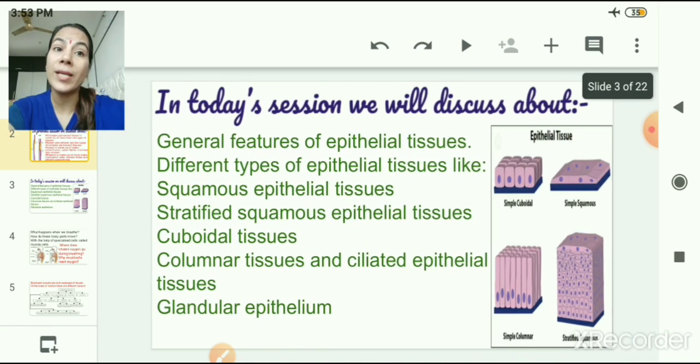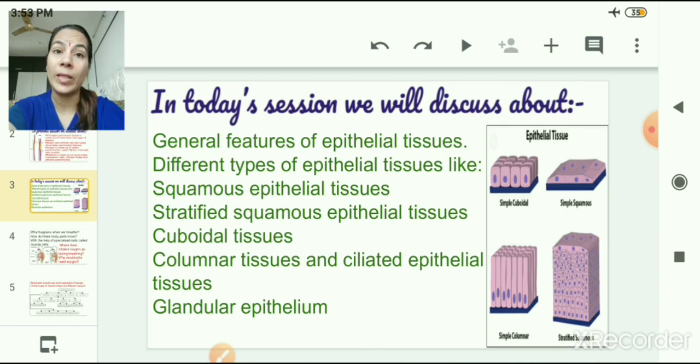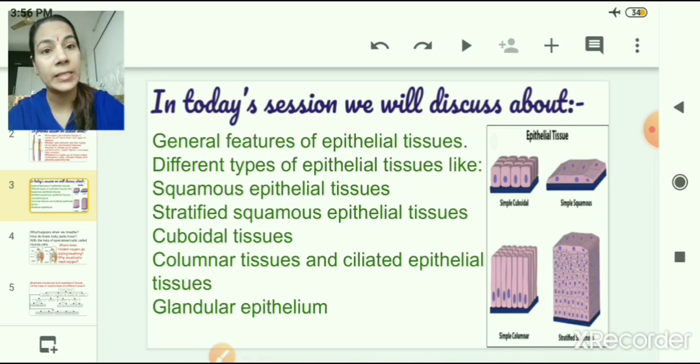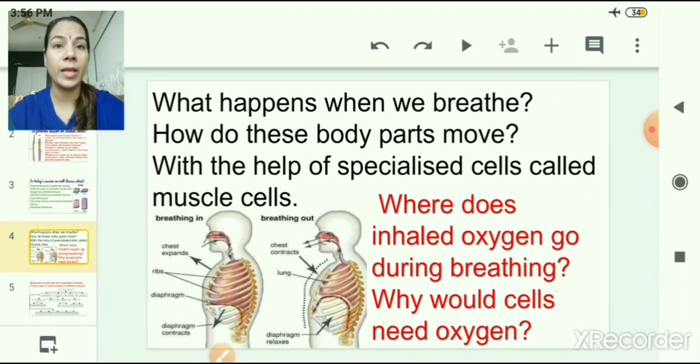Children, in today's session, we will start with animal tissues. There are so many types of animal tissues. In today's session, we will discuss epithelial tissues only. So, we will study different types of epithelial tissues like squamous epithelial tissues, stratified squamous epithelial tissues, cuboidal tissues, columnar tissues, ciliated epithelial tissues and glandular epithelium. So let us begin our session.